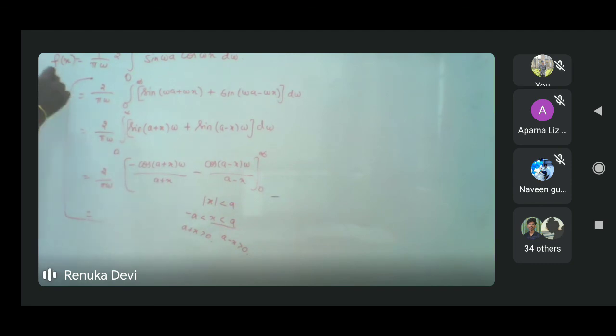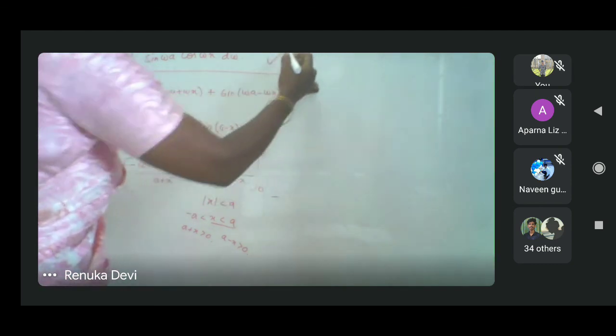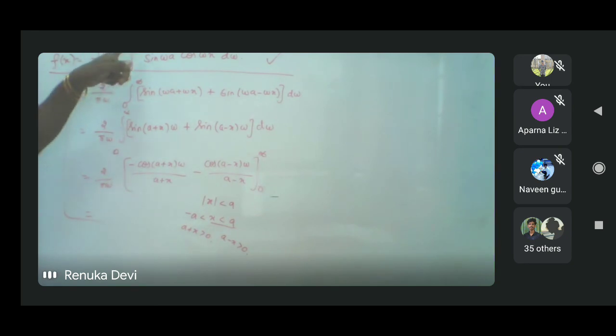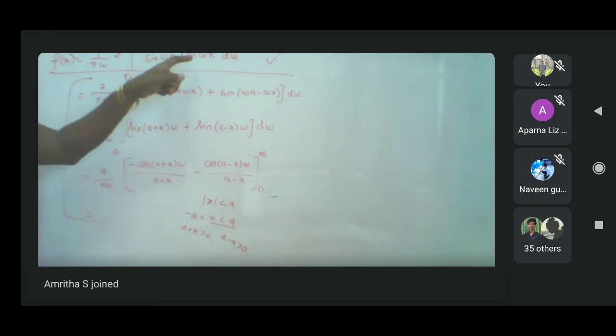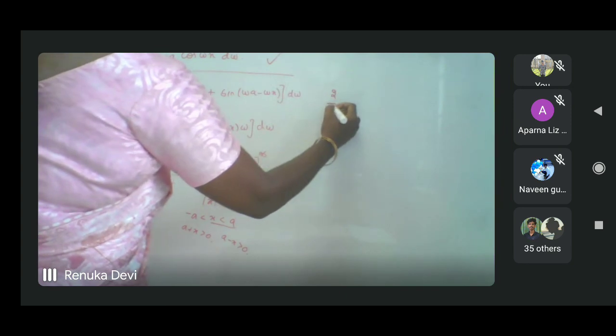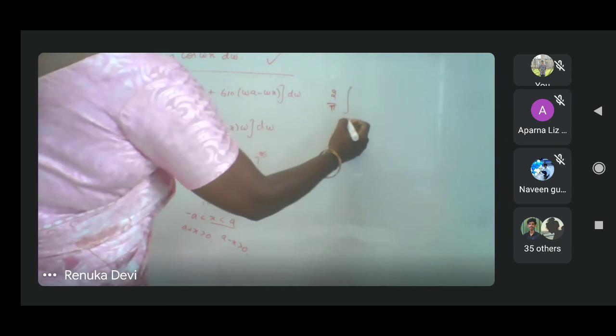Previously I have written something, and this also I have written, but these are all not necessary at all. So why? Here, f of x equals 2 by pi, the integral from 0 to infinity of omega w, sine wa cos wx dw.